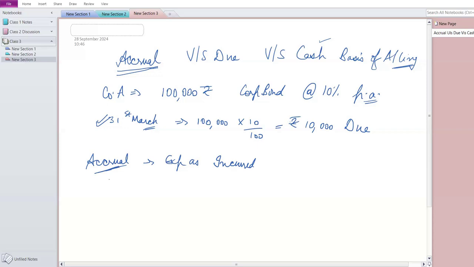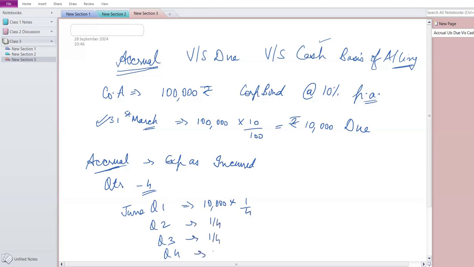So that means there are 4 quarters in between. Quarter one, quarter two, quarter three, quarter four. Quarter one might end in the month of June, on 30 June. You must be having a quarter accrual of this 10,000. Again, a quarter would be in the next quarter, again a quarter in the next, and in the last quarter you would be having the remaining quarter.